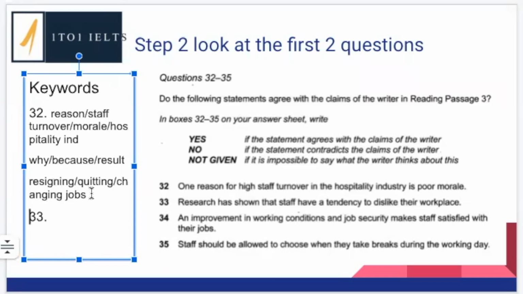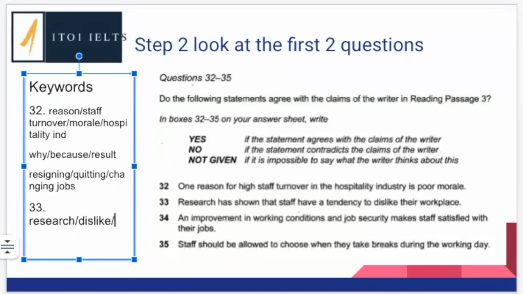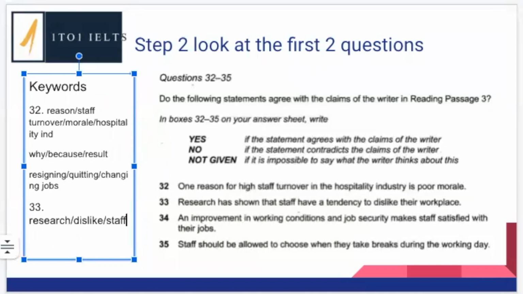With the synonyms, we're not going to spend a lot of time. Whatever you can think of, activate your brain. This is kind of what we're going to be looking for. And then we're going to have a quick look at the second question, because we want to see if when reading we come to the second question without seeing the first question. Okay, the first one's probably not given. Research has shown that staff have a tendency to dislike their workplace. So what are key words here? Research, definitely. Dislike. Workplace, yeah. Staff, definitely, who are doing the action.